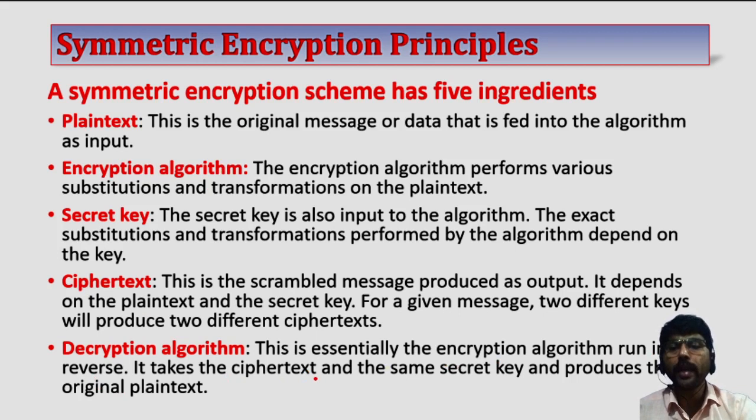It takes the ciphertext, this one, and the same secret key, this one, and produces the original plain text. Here the process is completely opposite of the encryption algorithm. Okay, these are the ingredients needed for symmetric encryption.